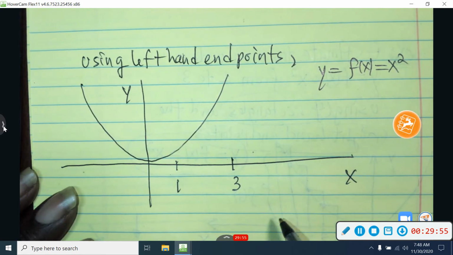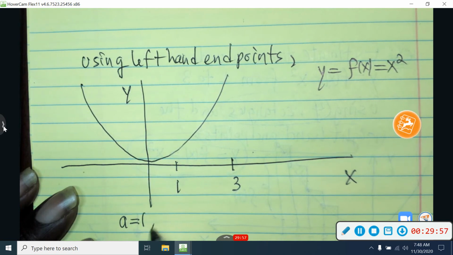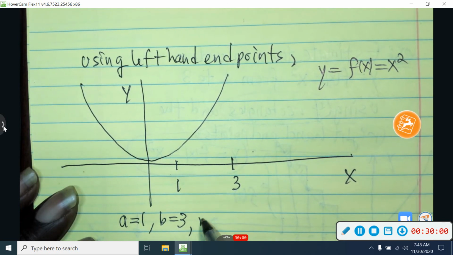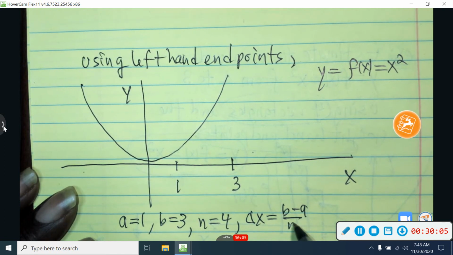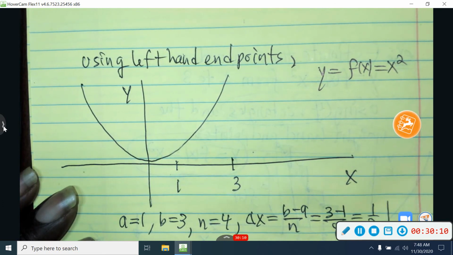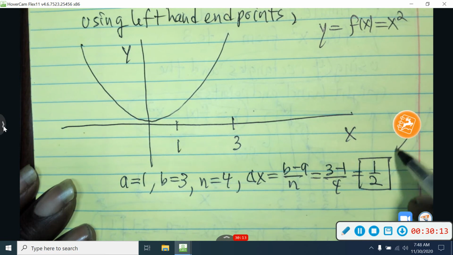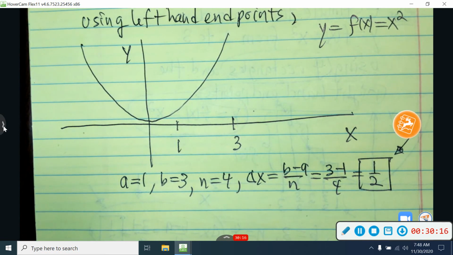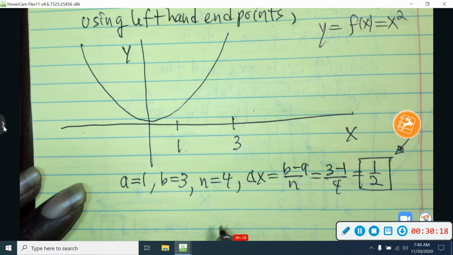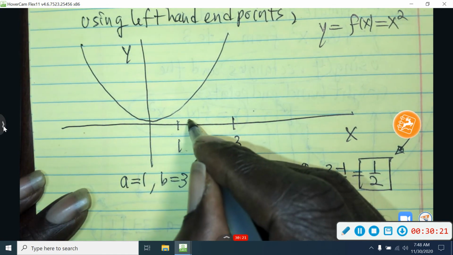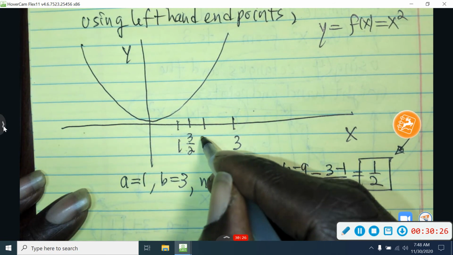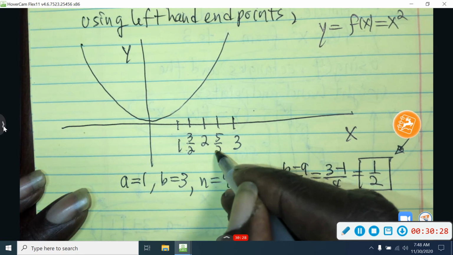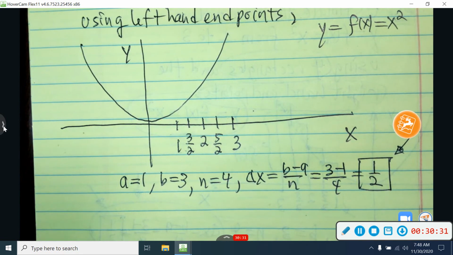Again, same thing. A is equal to 1, B is equal to 3, N is equal to 4. The change in X is always the whole length of the interval, B minus A divided by N, which is 3 minus 1 over 4, which is still a half. So nothing's changed there. Take a half and start at one end and keep adding it until you hit the other. So if you add a half to 1, you get 3 halves. Add a half to that, you get 4 halves or 2. Add a half to that, you get 5 halves. Add a half to that, you get 3.